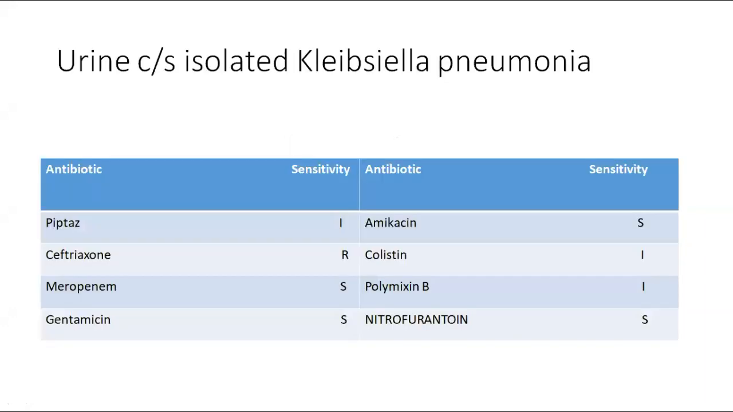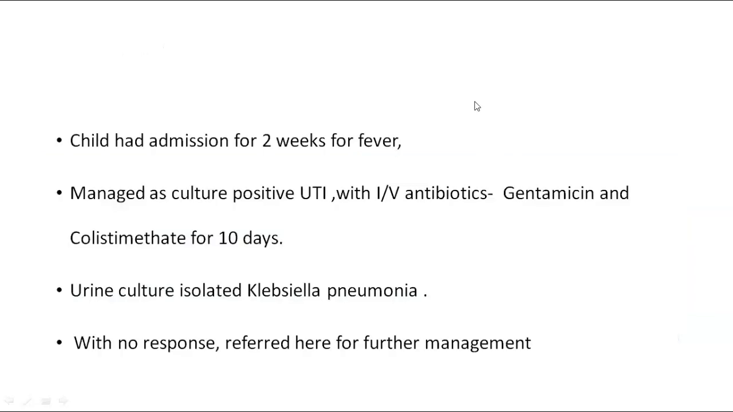So this is the urine culture report of this child, which isolated Klebsiella pneumoniae and the colony count is significant. This is the sensitivity pattern. Which antibiotic would you like to choose for this child? Meropenem, ma'am. Okay, why? Ma'am, the culture report is showing they are sensitive to meropenem. Resistant to ceftriaxone. Either meropenem, or can we select nitrofurantoin also, ma'am?